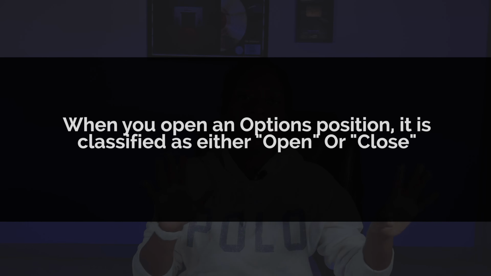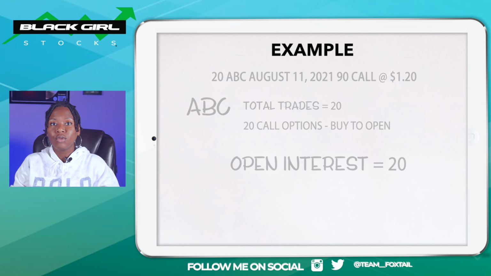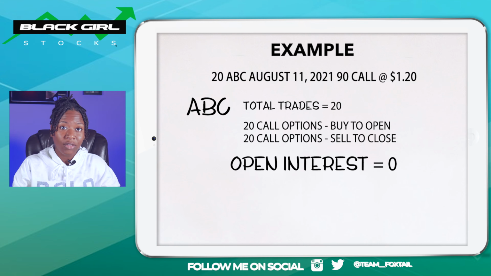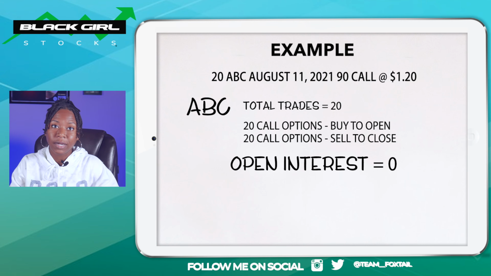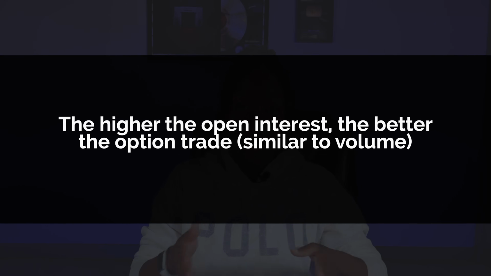So just picture this. When you buy or sell an option, it's going to be labeled as an opening or closing position. So if you buy 20 calls of ABC and you're buying to open, then that's going to increase the open interest by 20. So it's still open. But then when you exit that contract and you sell the 20, that open interest is going to decrease by 20. And this is going to be the same for a sell to open, so if you're just outright selling first. This is what makes the open interest a little bit different from the volume, because the volume only increases, but the open interest increases and decreases. So just keep in mind, the higher the open interest, the better the option trade also.